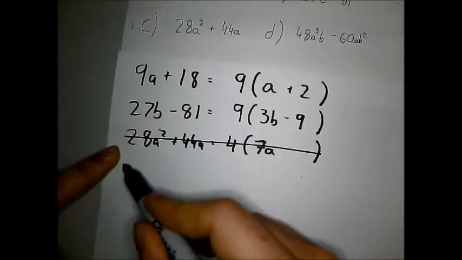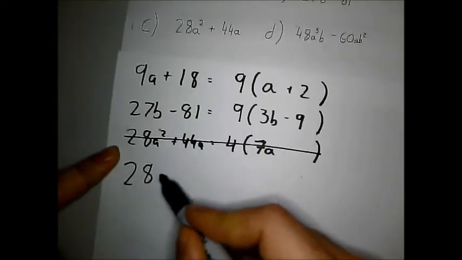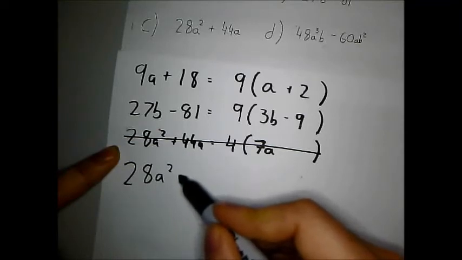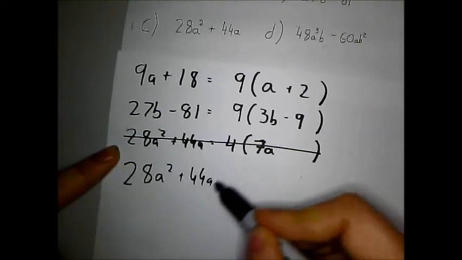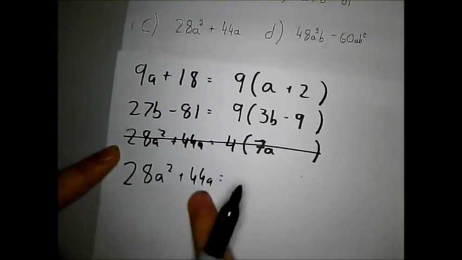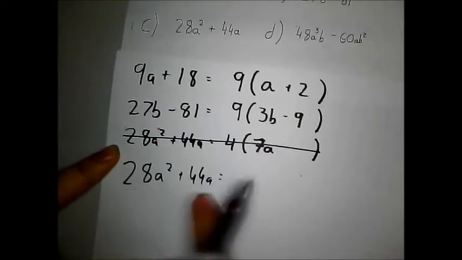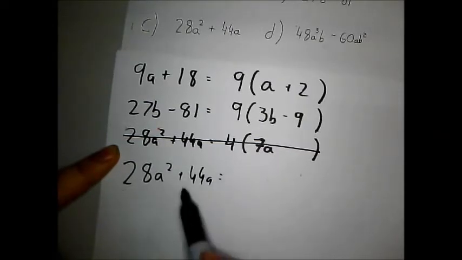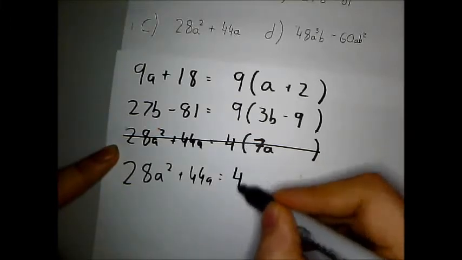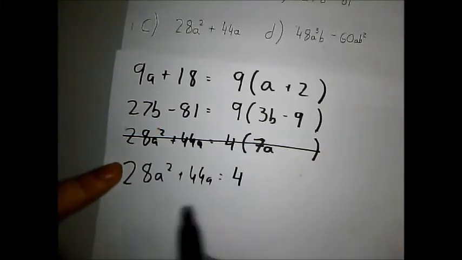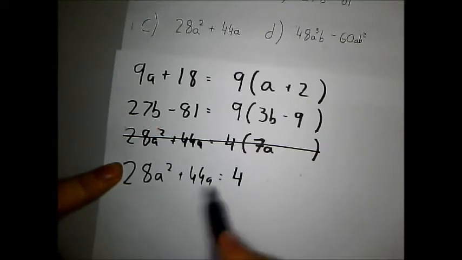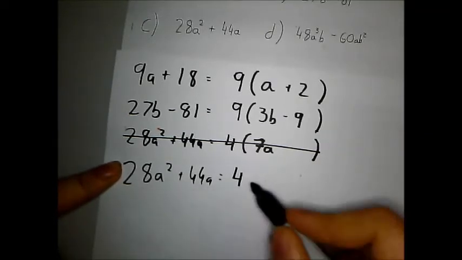Okay, C: 28a squared plus 44a. I notice here I've got common factors in the letters and the numbers. For 28 and 44, I'm just going to guess 4 for now, because I've noticed that 4 does go into both of those. But I've also noticed that I've got an a in both, which is the smallest power of a. So I'm going to bring a outside as well.